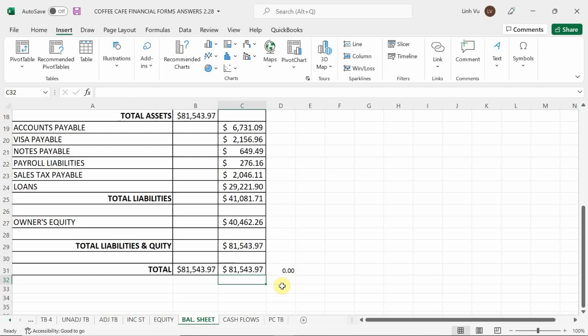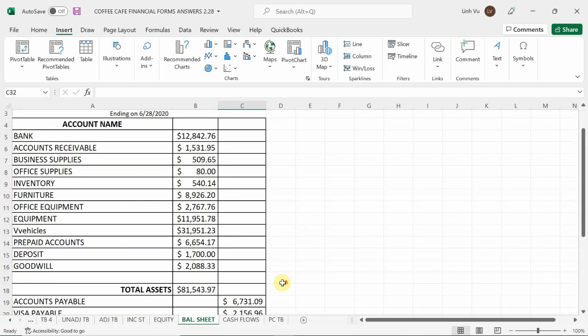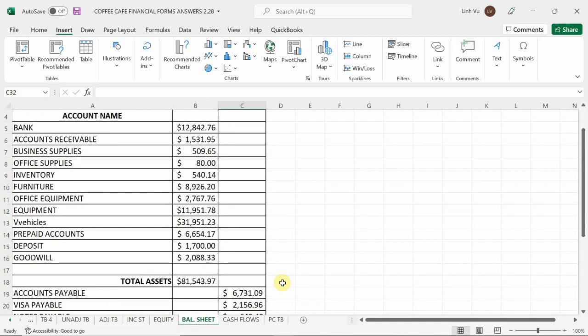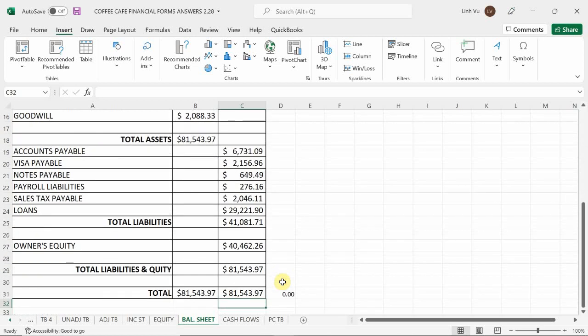So I'm at a grand total assets of $81,543.97, equaling our total liabilities and equity of $81,543.97. And that's how I do my balance sheet. I just look at my adjusted trial balance and plug in what I need to plug in: my assets, my liabilities, and the equity from my previous financial statement, which was the statement of owner's equity.